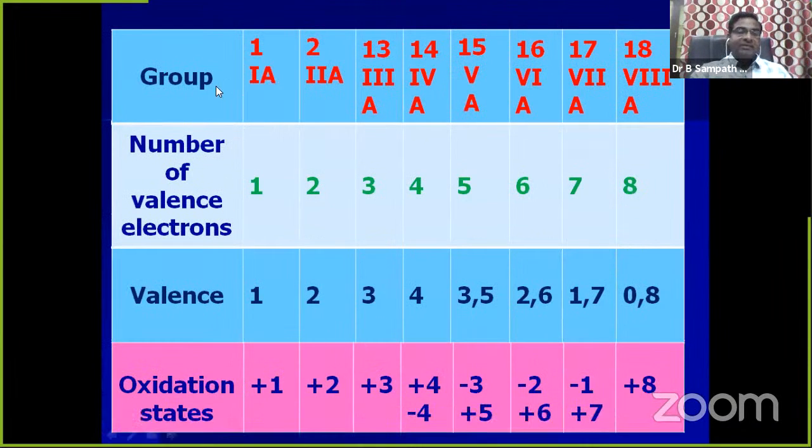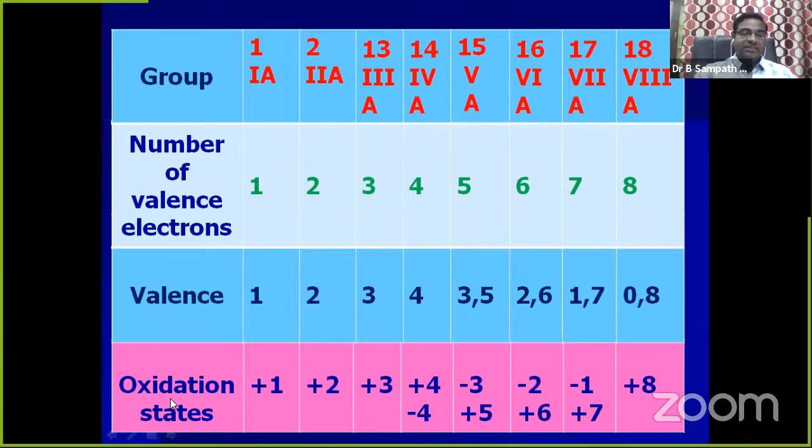Let us see, children, here. Here the valence and oxidation state I have given. So in group 1, there is a group here, numerical 1 or Roman 1A. Group 1, the number of valence electrons 1, valency 1, oxidation state is +1. Here see the difference between valency and oxidation state.